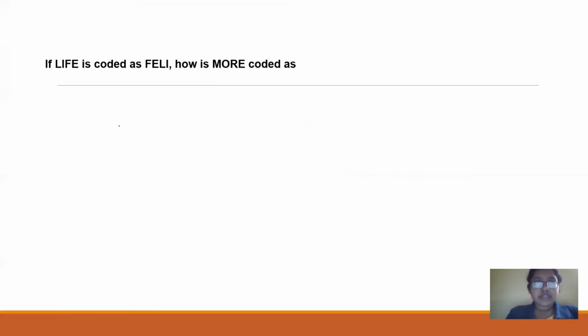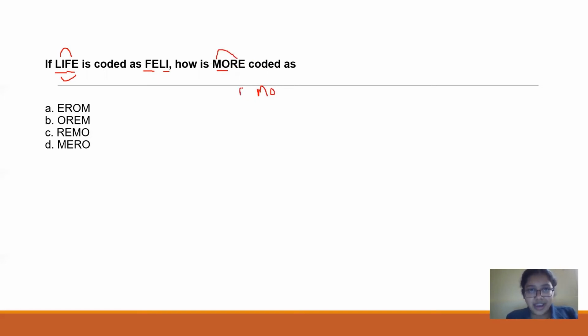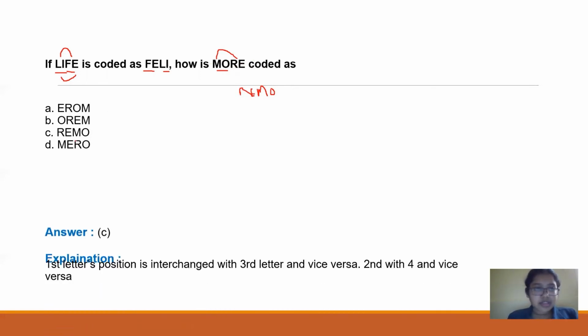Moving to the next question. If life is coded as F E L I, how is more coded? This question is very simple. Let's do it fast. If you see over here, L I F E, just the places are replaced: L I goes here and F E goes here. So for more, M O will go over here and R E will go over here. The answer will be R E M O, so option C is the right answer.